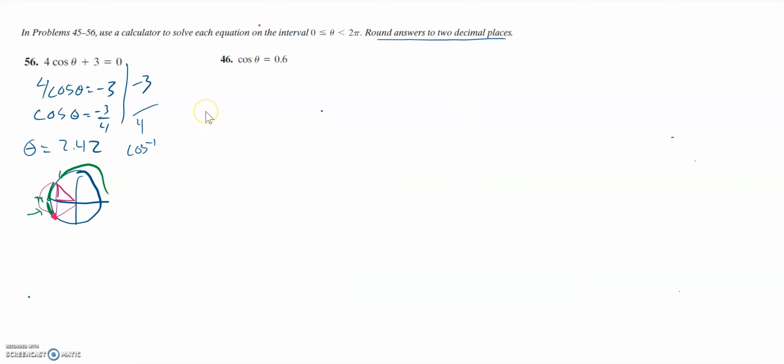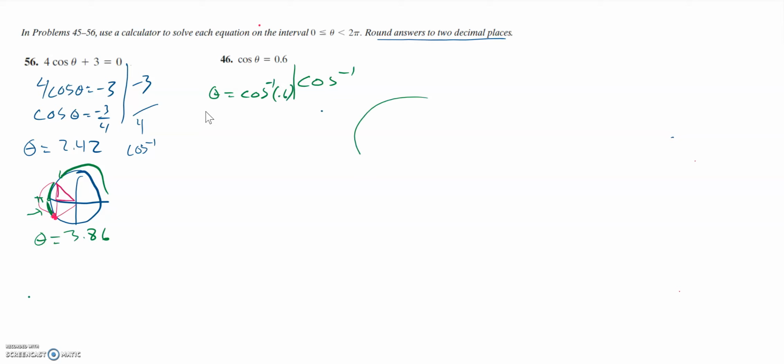So let me finish typing that in. So our answers were not only 2.42, but the one on the other side was a theta of 3.86, at least rounded approximately. Again, same idea for 46 here, except just do cosine inverse is the only thing we have to do on both sides. So theta is equal to cosine inverse of 0.6.